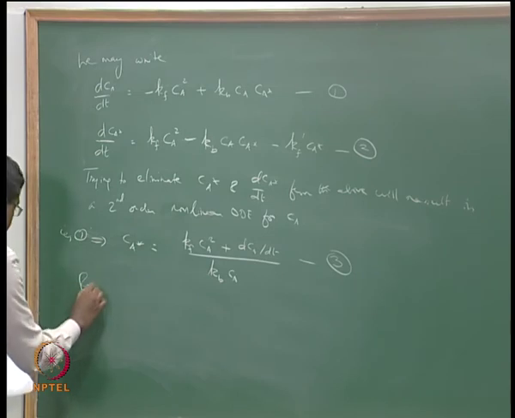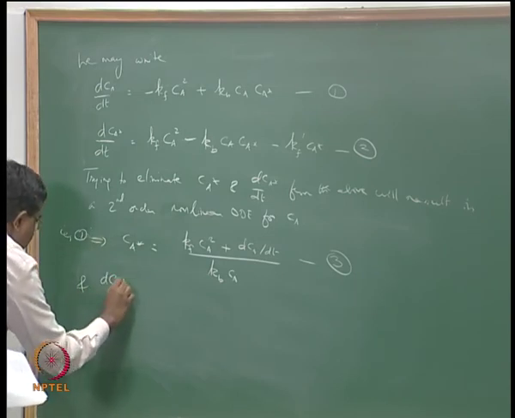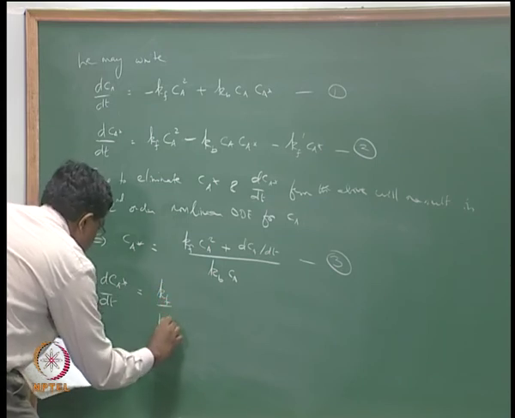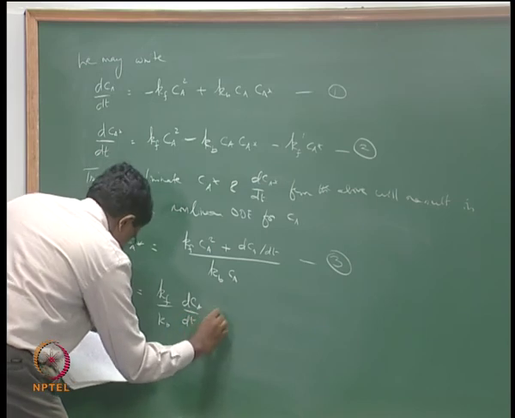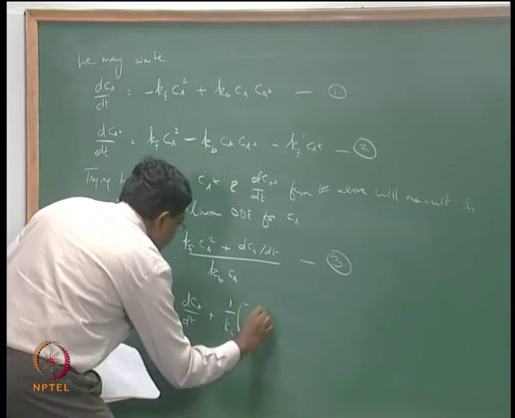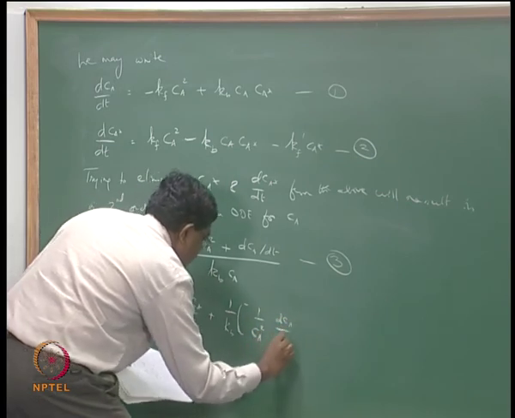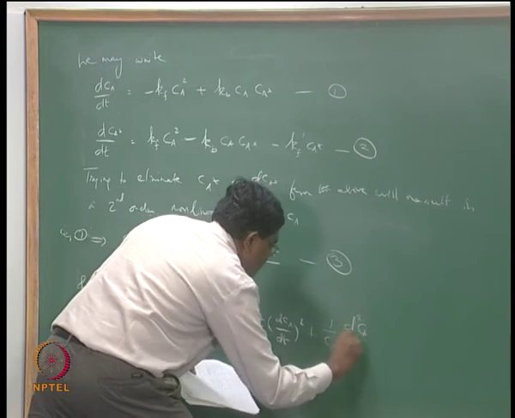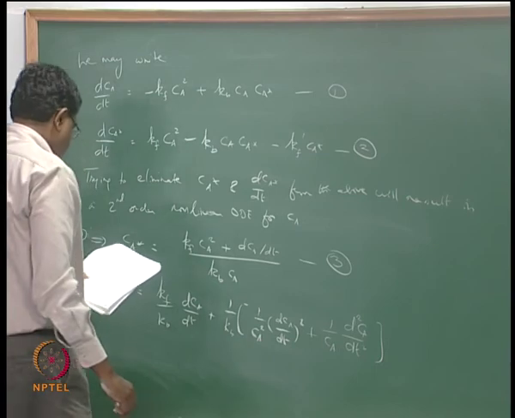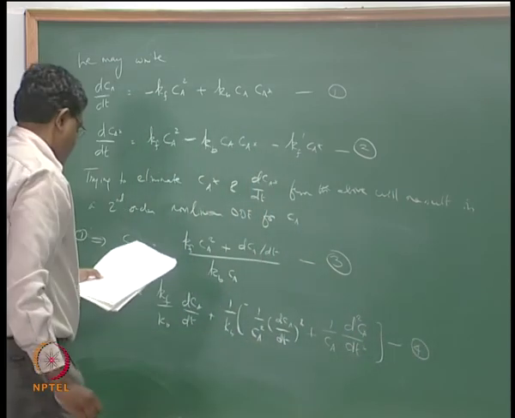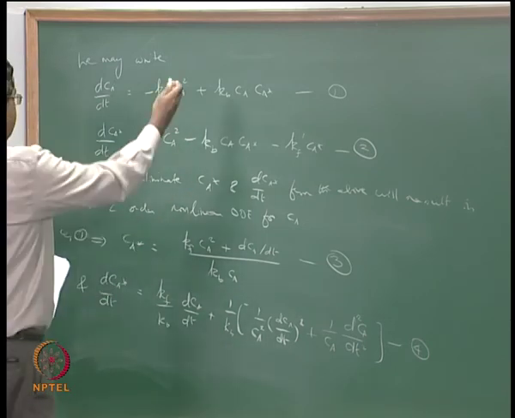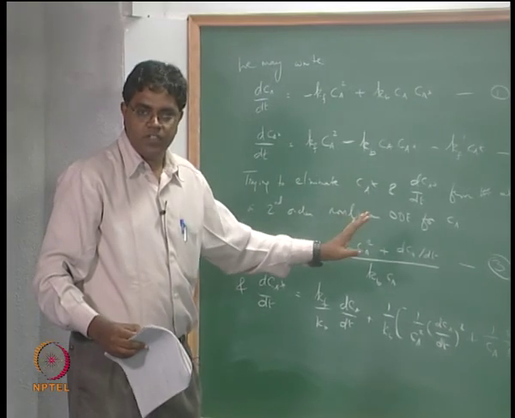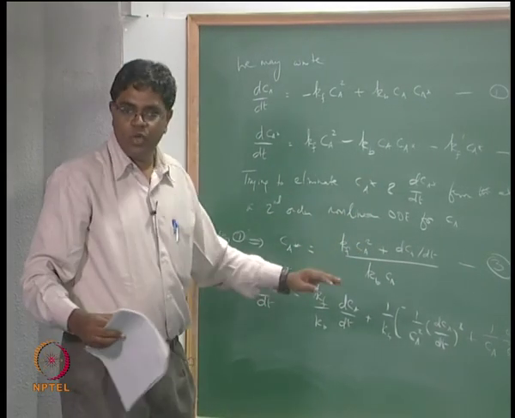and dCA star divided by dt equal to kf divided by kb dCA over dt plus 1 over kb, 1 over CA squared dCA over dt the whole squared plus 1 over CA d squared CA over dt squared, okay. And then you now try to put 3 and 4 back in 2. And then you will now get an equation that involves only CA and its derivatives, okay, but it is going to look so ugly that we do not want to consider it at all.